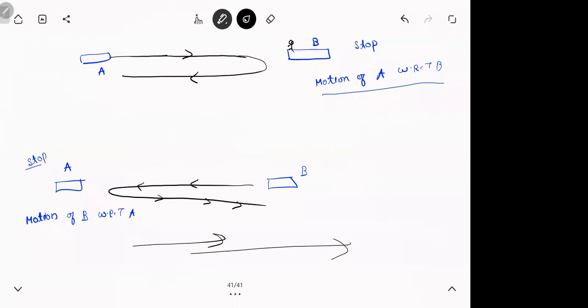Are you getting my point? If you're standing on the ground, you see A and B, both are going front only. But the train driver A will think B is coming back. In reality, actually, he's going front. But he thinks B is coming back, it stops and then goes ahead. This is how the motion looks with respect to A and with respect to B.